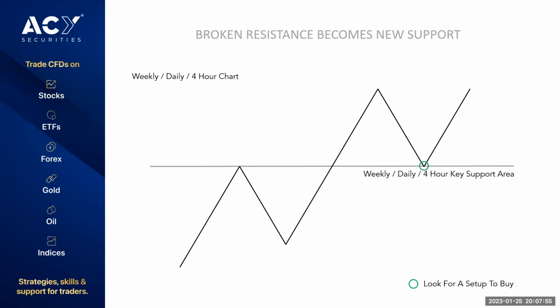However, on the 4-hour chart, you might have a double bottom or a triple bottom forming on the structure. So you could be seeing a certain structure on a weekly chart, where broken resistance becomes support. But then on the 4-hour chart, you may be seeing a double or triple bottom forming. Structure within structure.